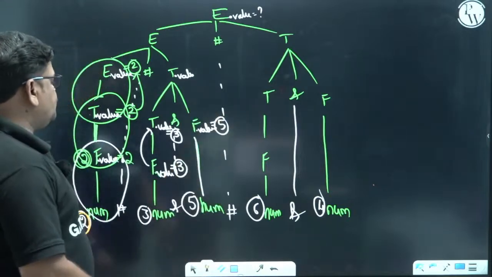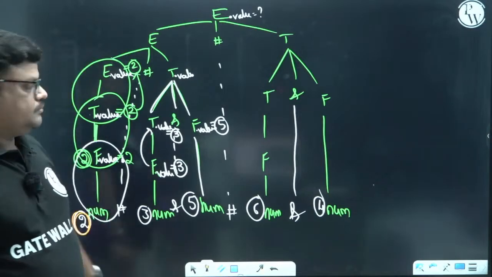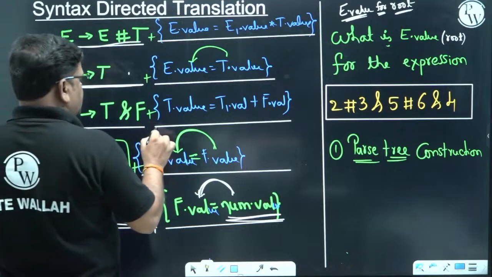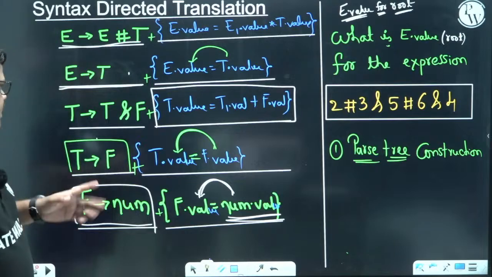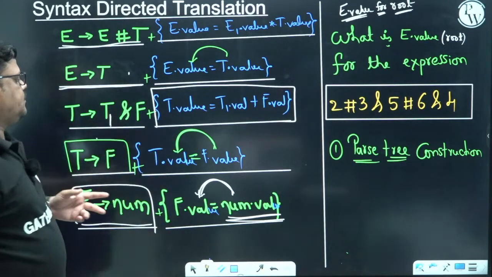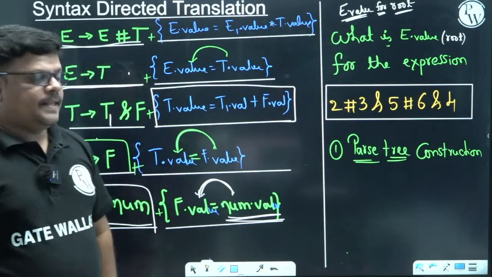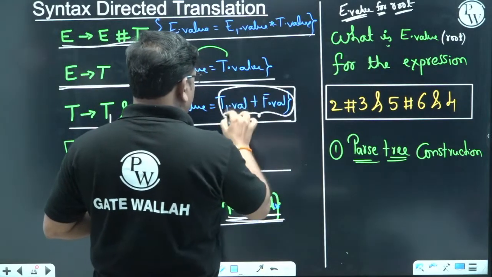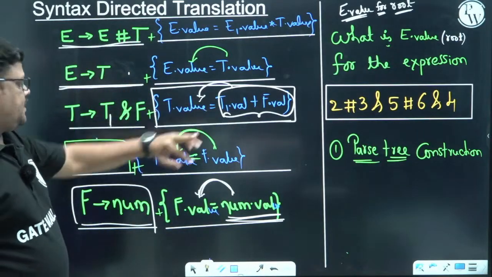Very good. Next we are using the production T to T ampersand F. Look here, where is that production? T to T ampersand F. Then this rule has to be executed. What is this rule doing? In order to differentiate these two T's, I am assuming this is T1, the right side T. Then T1 value, F value, add these two, assign to here. This is the rule.